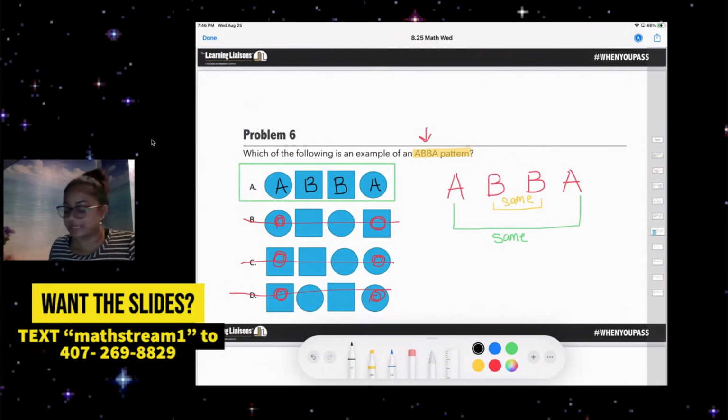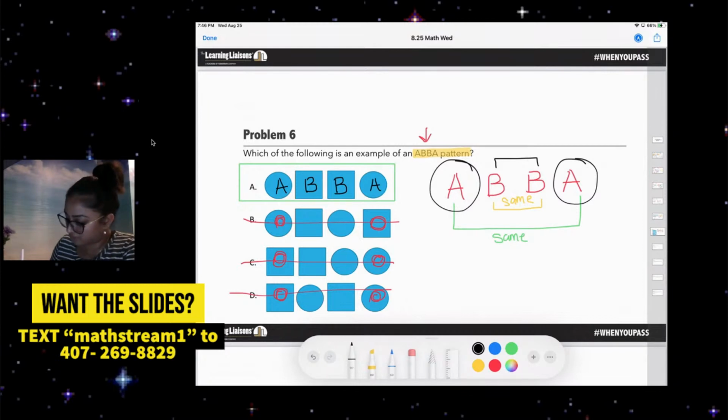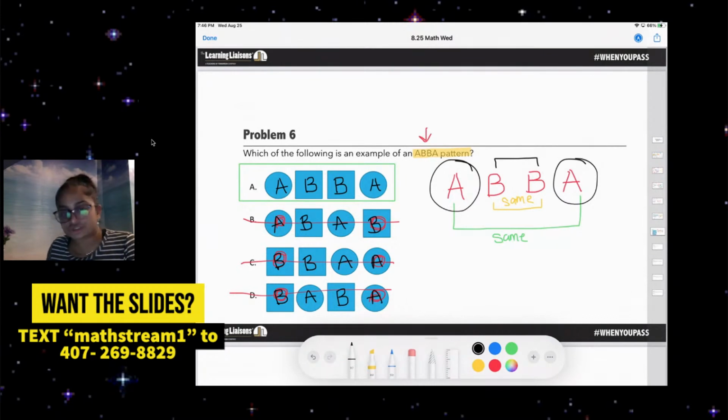We named the circles A because we knew that the outside shapes needed to be the same, and we knew that the inside shapes needed to be the same. If we look back at B as in boy, we have A, B, A, B. If we look at C, B, B, A, A. And if we look at D, B, A, B, A. Just to give you guys some extra background on what the other answers are telling you.